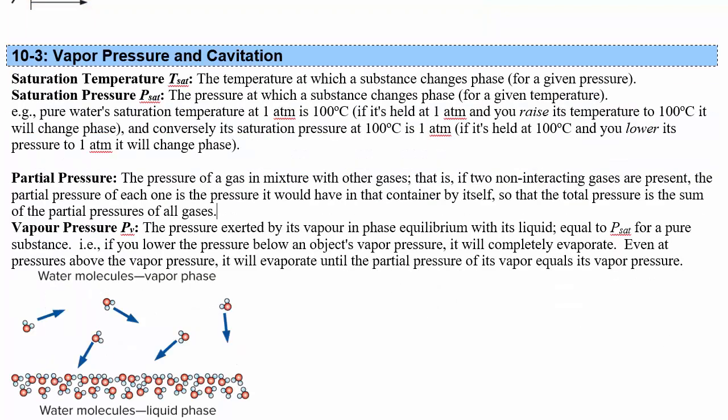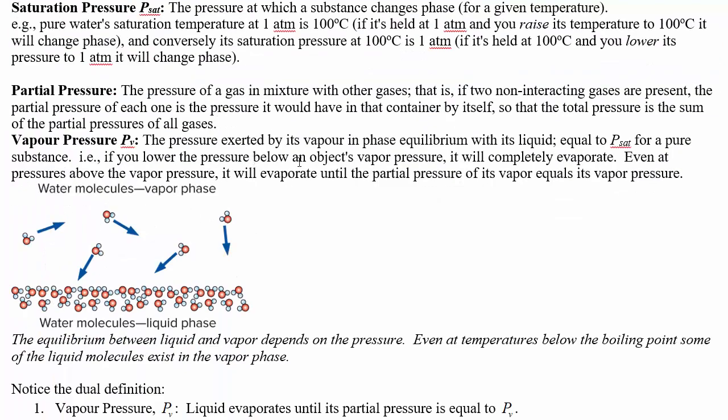Vapor pressure is the pressure exerted by a vapor in phase equilibrium with its liquid, equal to the saturation pressure for a pure substance. So if you lower the pressure below an object's vapor pressure, it will completely evaporate. Even at pressures above the vapor pressure, though, it'll evaporate until the partial pressure of its vapor is equal to its vapor pressure. So here's water molecules in the liquid phase, and then up here there's water molecules in the vapor phase. And you see some of them are up there. They're kind of floating around.